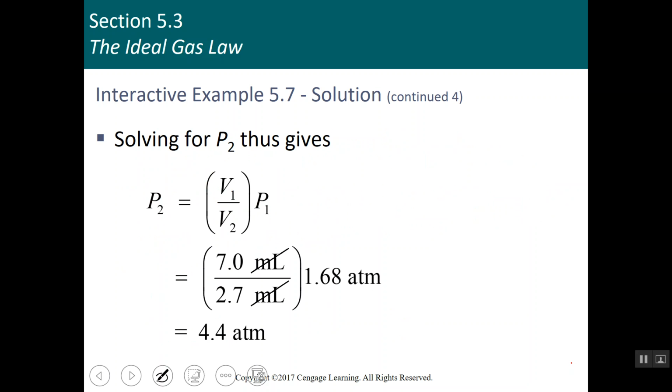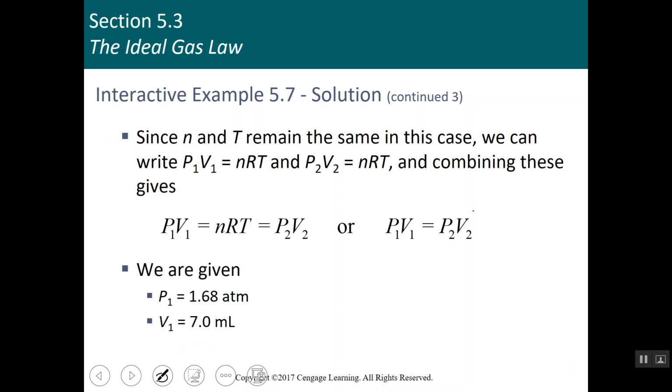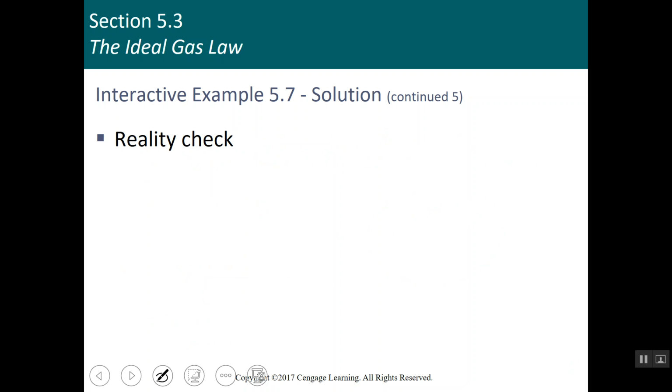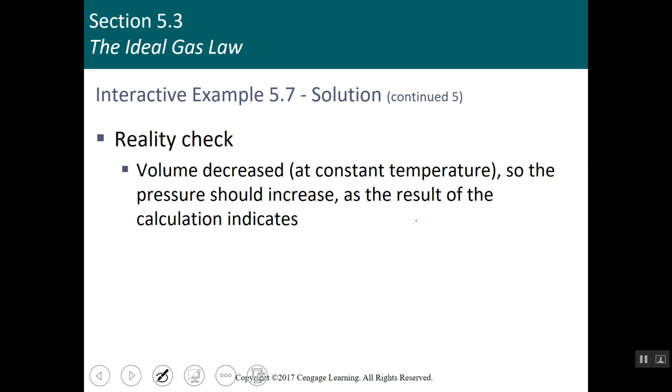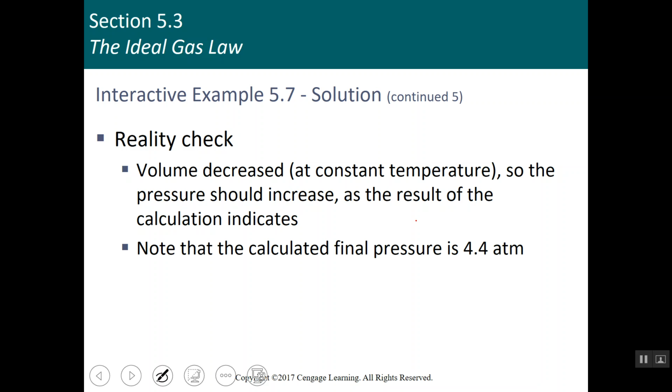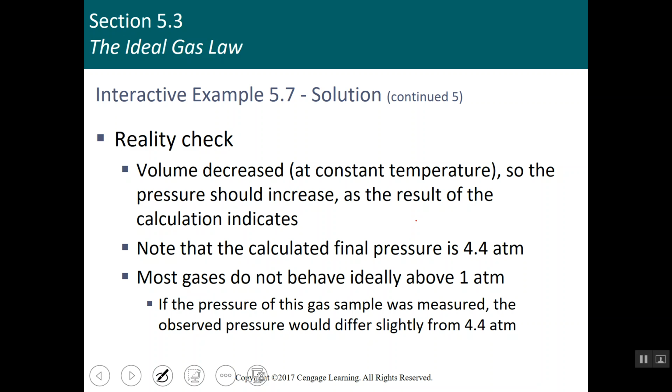There we go. They just rounded it to 4.4 atmospheres. So through all that derivation, basically they did the same thing we did. We used Boyle's law. Now let's look and see if our answer makes sense. Since we decreased the volume, we would expect the pressure to increase. That's what our calculation indicated.